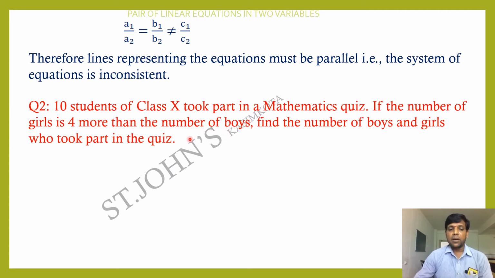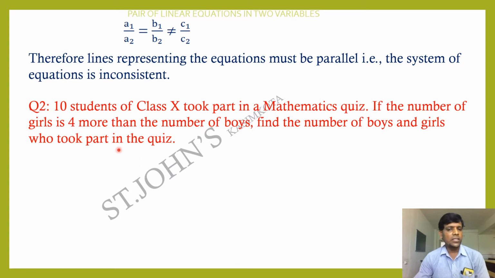Here, the number of girls depends on the number of boys, but both are unknown values. Find the number of boys and the number of girls who took part in the quiz. So, based on the question, the number of boys and the number of girls are unknown values. Suppose let the number of boys equal x, then girls equal y.